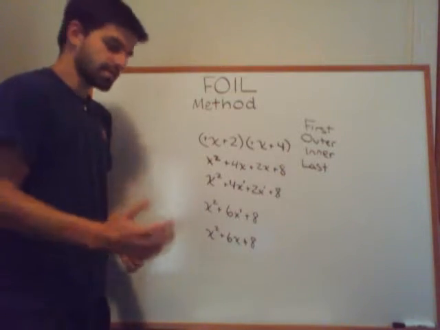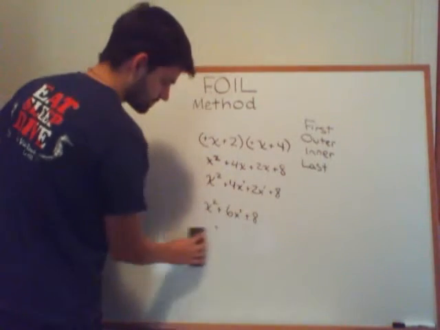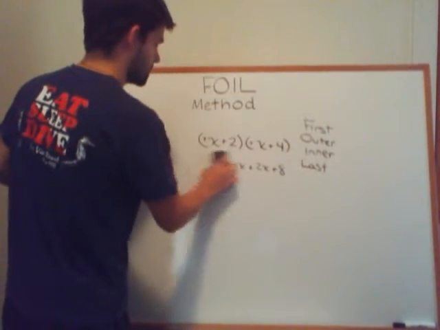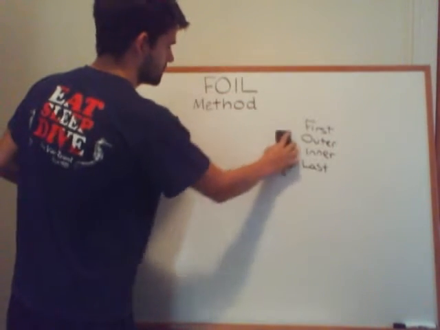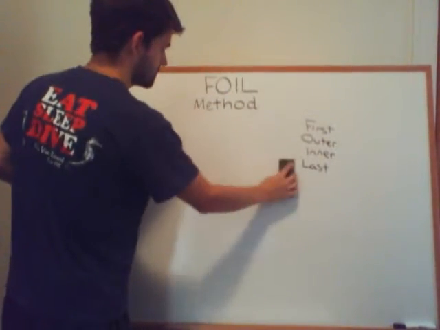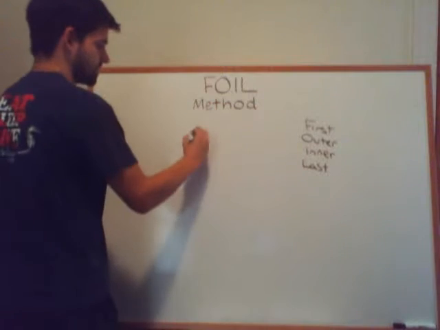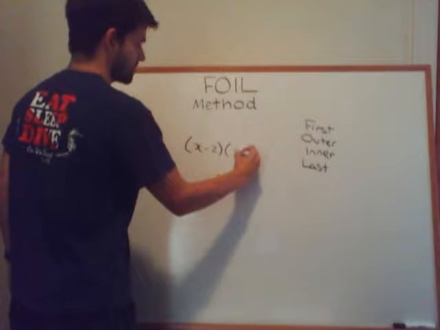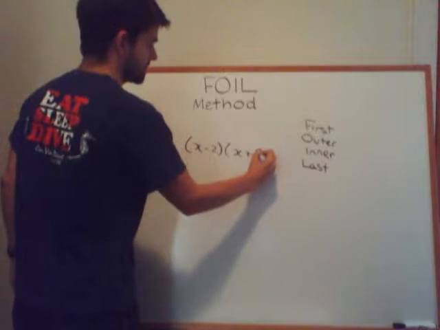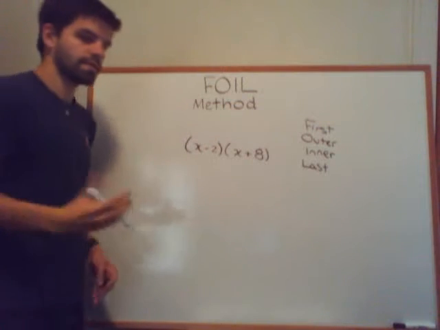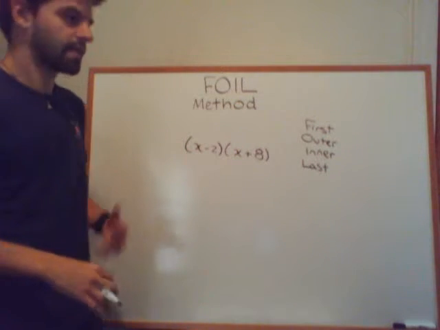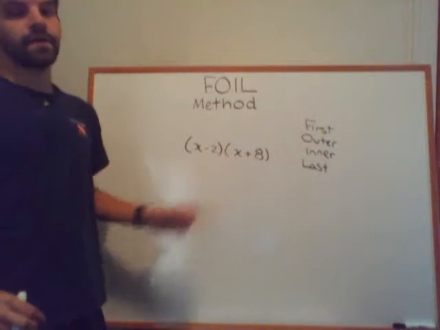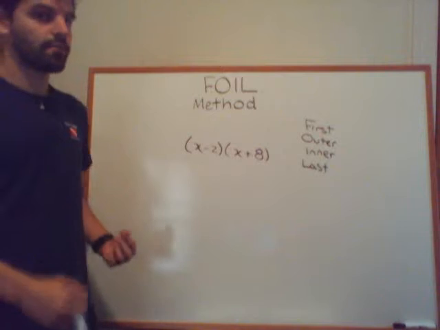Okay. Let's look at another example. Let's look at x minus 2 times x plus 8. Now, one thing to keep in mind when using the FOIL method and distributive property, you are multiplying not only the value or the variable, you're also multiplying the sign with it.